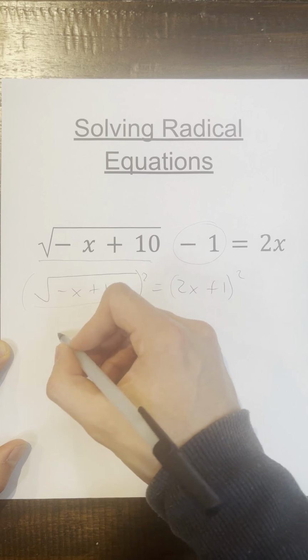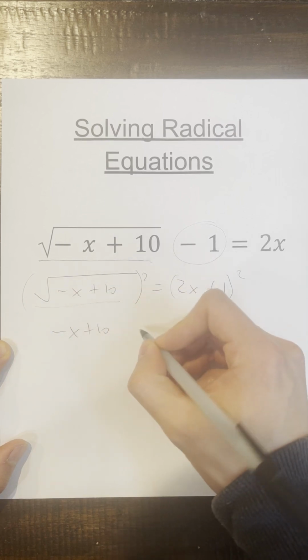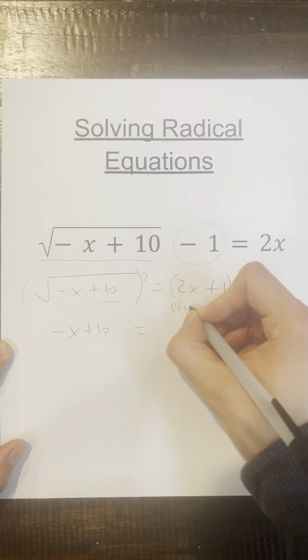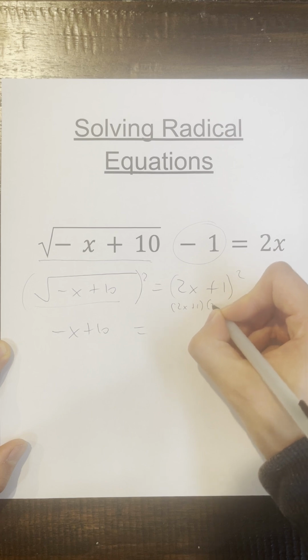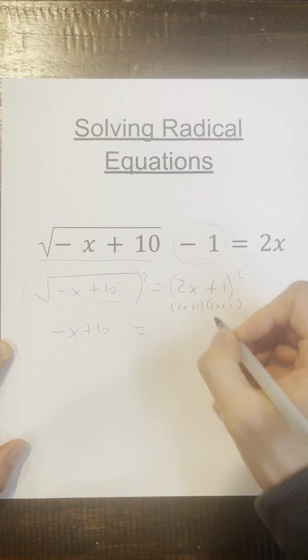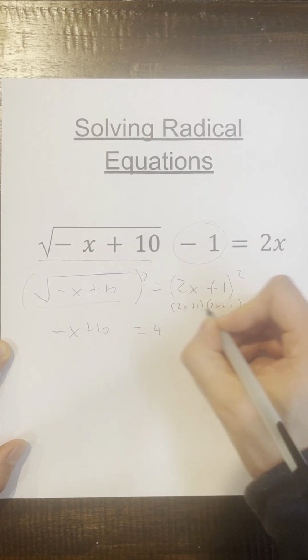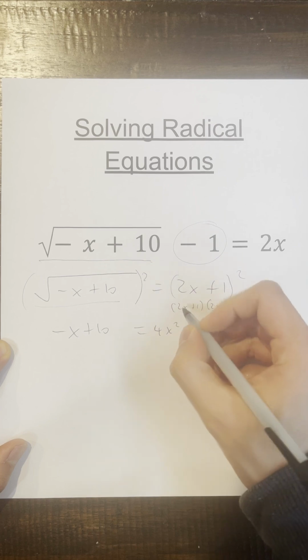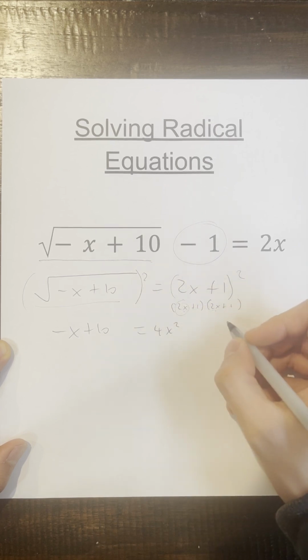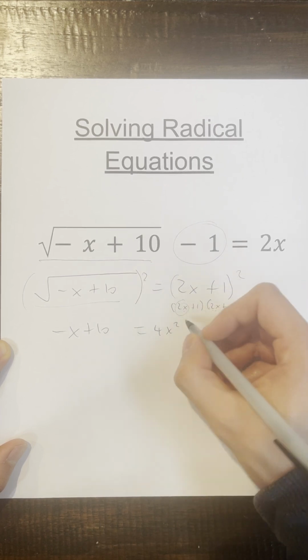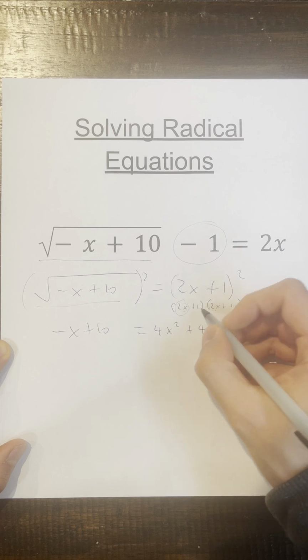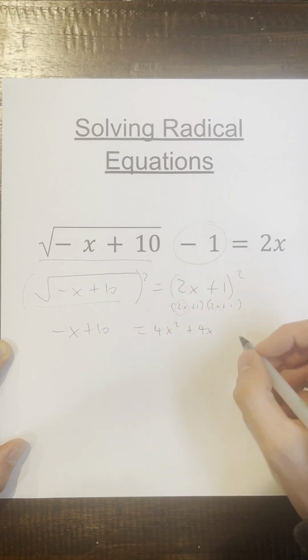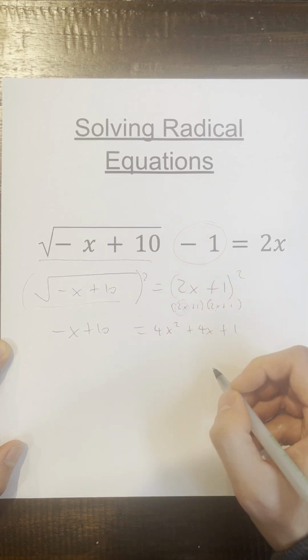Okay, so the square root goes away, and we're left with the right-hand side being 2x plus 1 times 2x plus 1. So 2 times 2 is how much? 4x times x, x squared. 2x times 1, 2x, plus another 2x, so that's going to be 4x. And then 1 times 1, positive 1.